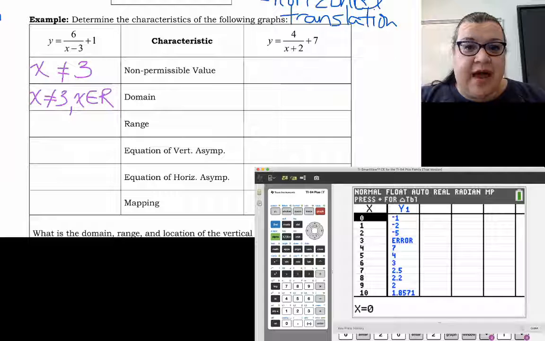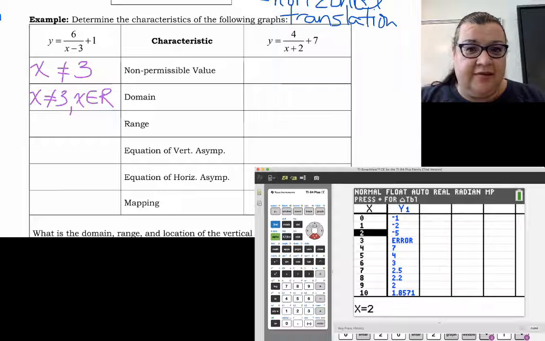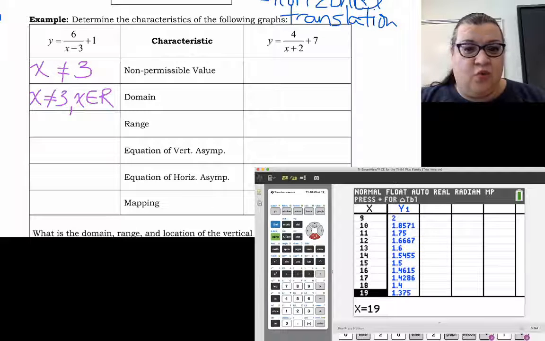And so as we can see, as our x values get larger and larger and larger, we are getting smaller and smaller and smaller values. All right, so when x is 10, we're at 1.8. And then when x is 20, we're at 1.3. Right? We're getting smaller and smaller, but what are we never going to cross? We're never going to hit 1.